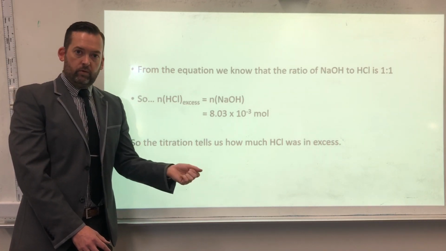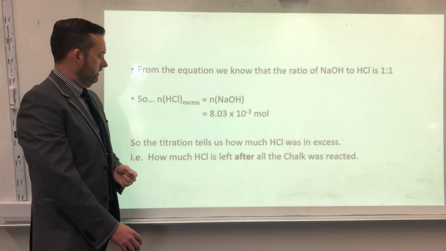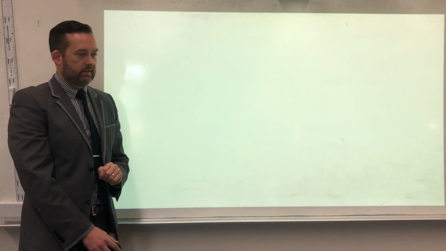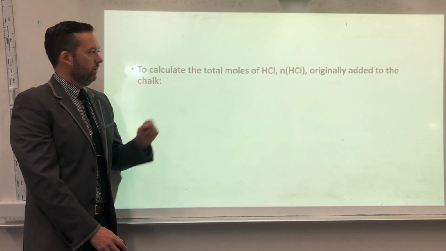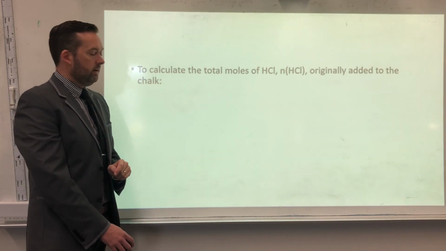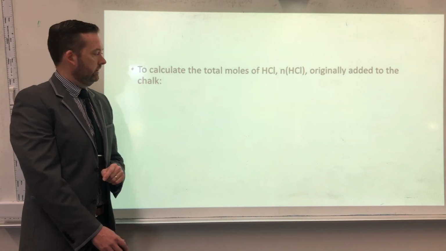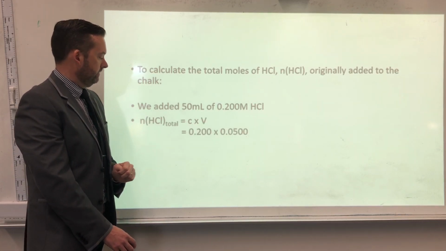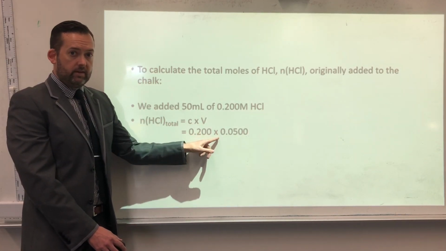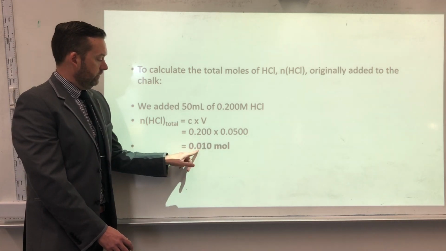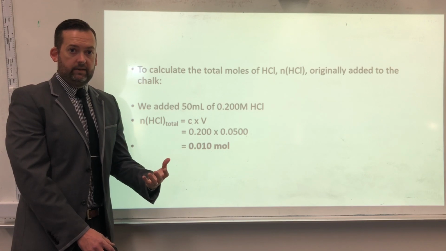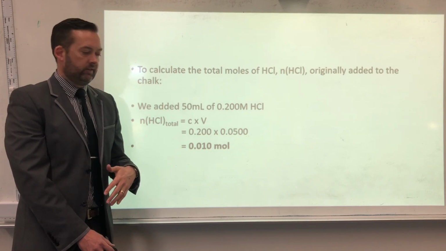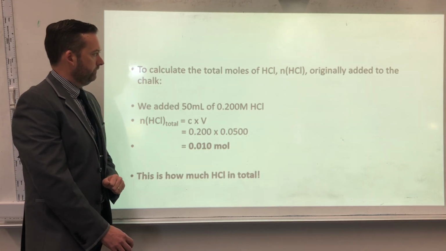Okay, so now we know the excess. We can now move towards figuring out what actually reacted. So the excess, just to restate, is how much hydrochloric acid was left after the chalk was reacted. Okay, so now we want to calculate the total moles of hydrochloric acid that we started with. That was how much was initially added to that chalk sample that the student had. So we added 50 mL of 0.2 moles per litre hydrochloric acid. So n equals c times v again, don't forget that volume thing, always make sure you change it. 0.010 moles. That's how much we actually added. We added way too much, which is good, because we wanted to make sure it was a complete reaction of the chalk, not of the hydrochloric acid. So this is how much we have in total.